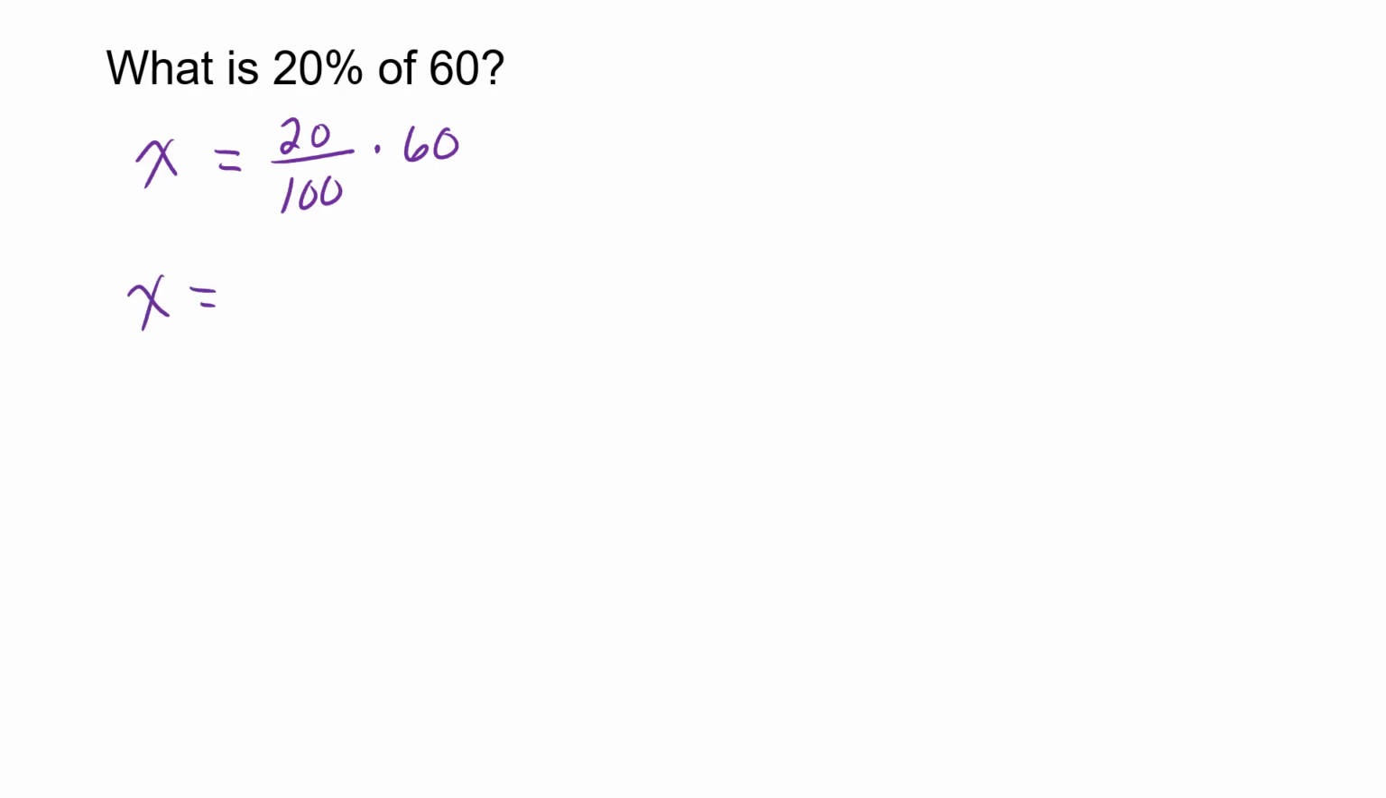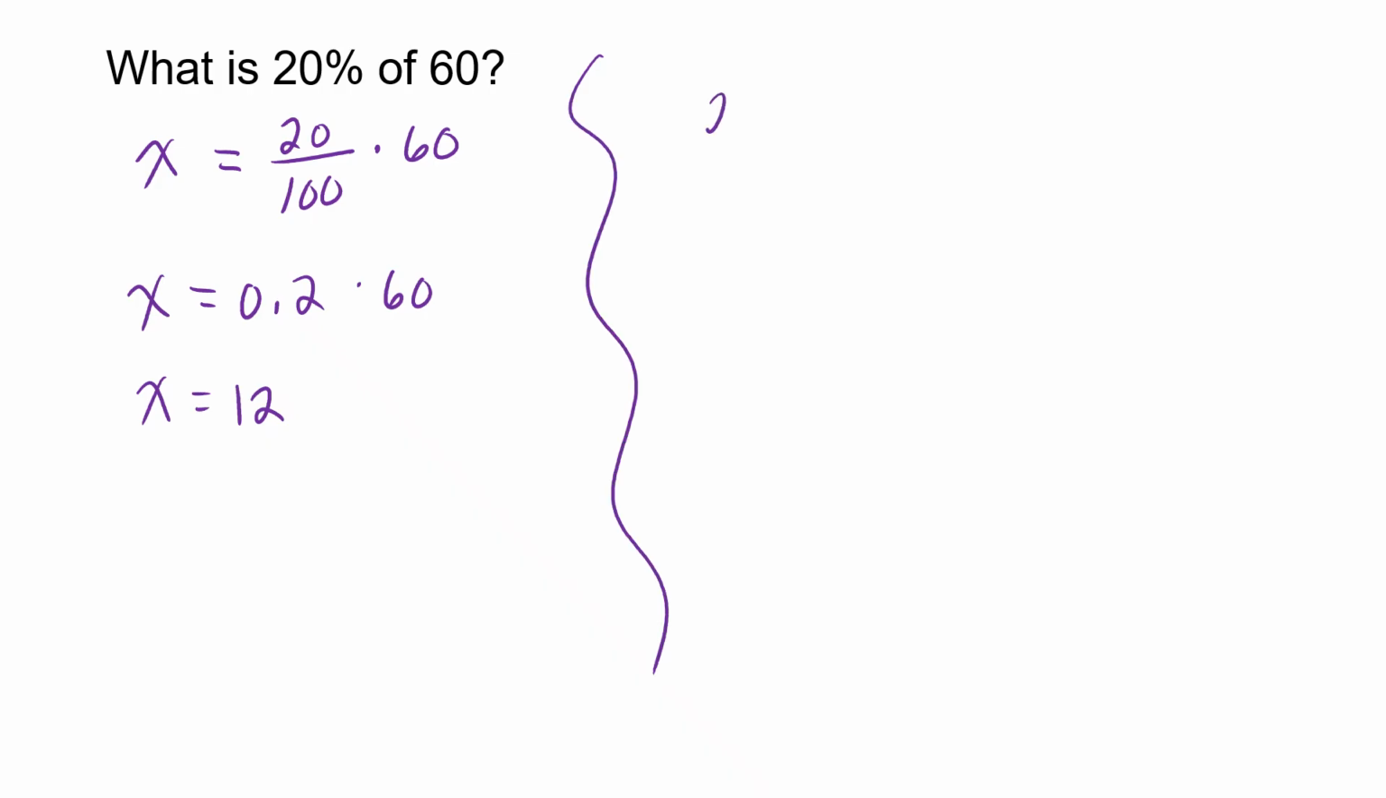So 20 divided by 100 is 0.2. And we're going to multiply that by 60. Well, let me finish this out. So what is 0.2 times 60? That's going to give us 12. So what is 20% of 60? If you were going in the store, the item was $60, and the sign says 20% off, you're going to get a $12 discount on that.